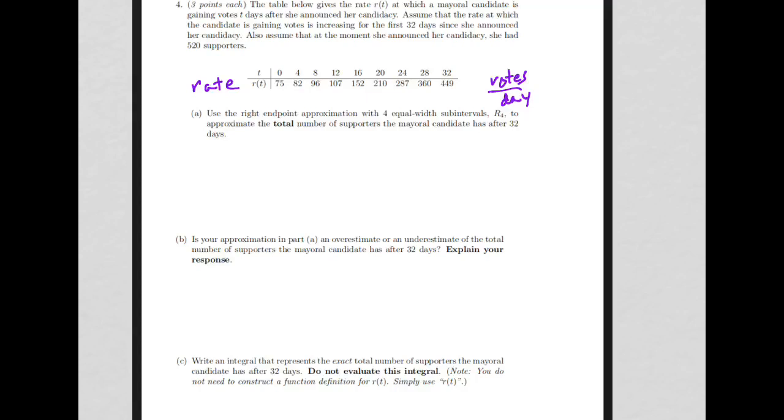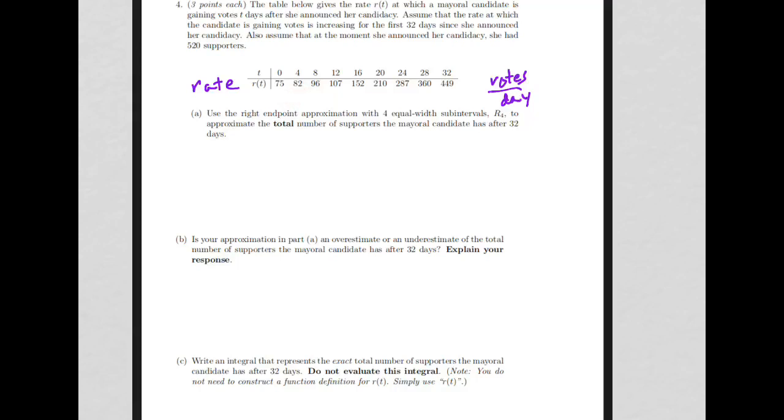So use the right endpoint approximation with 4 equal width subintervals, R4, to approximate the total number of supporters the mayoral candidate has after 32 days. So if this is the rate, this is how much it's increasing on that day. So on day 0, they're gaining about 75 new votes per day. On day 4, they're gaining about 82 more votes per day, et cetera, et cetera.